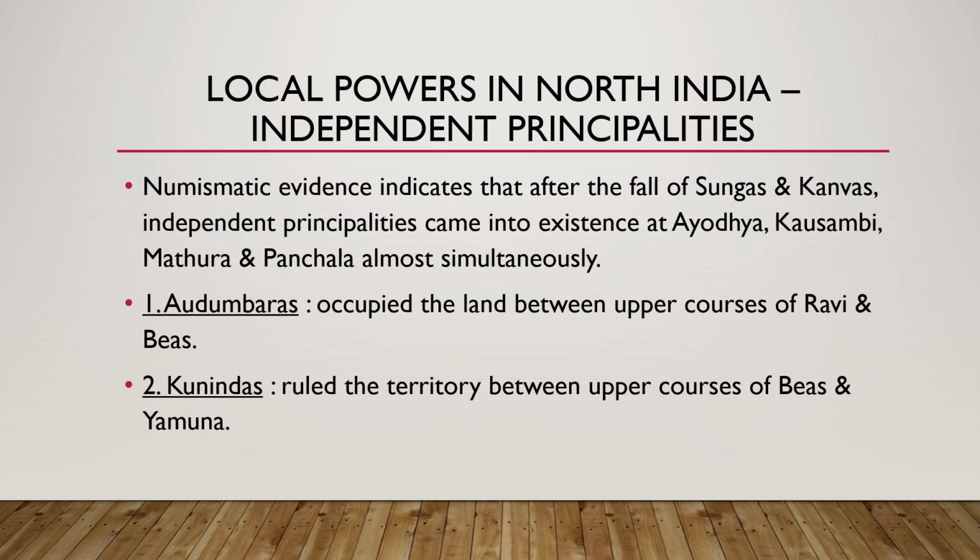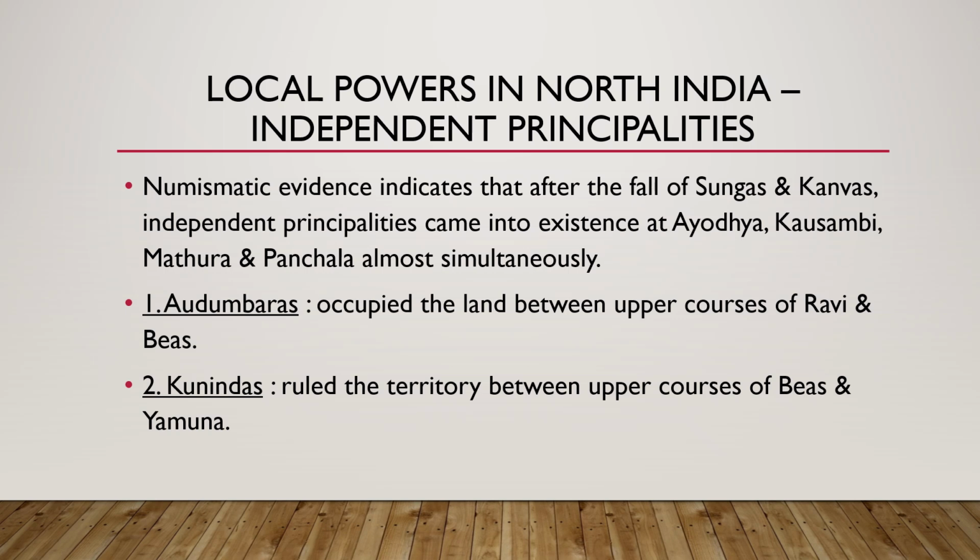And these independent principalities developed as local powers of North India. Numismatic evidence also indicates that after the fall of the two Brahman dynasties, that is the Shungas and the Kanvas, independent principalities came into existence at Ayodhya, Kosambi, Mathura, and Panchala almost simultaneously. So we will look into these very minor dynasties that emerged in North India.